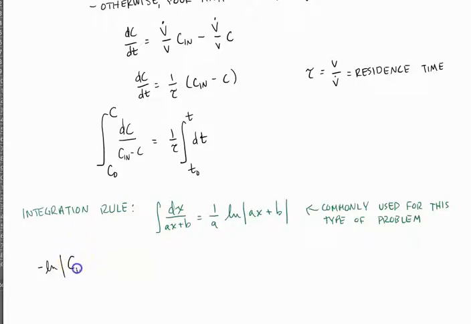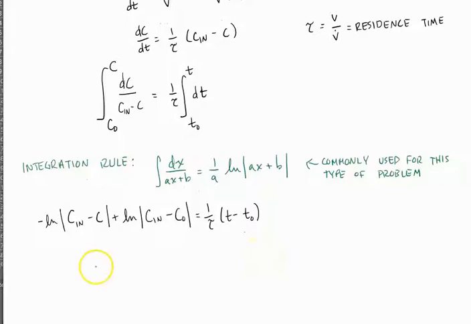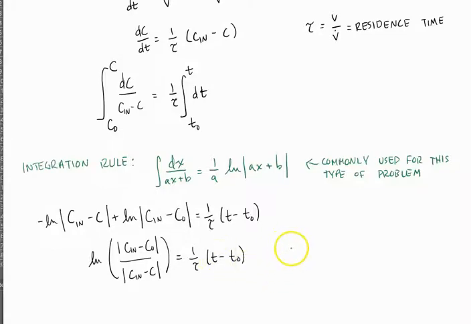So on my left side, I'll integrate it using C and then subtracting the integrated version with C naught. And then the integral on the right side is just going to end up being T minus T naught. Now I'm going to play around and do some math. Remember, if you've got natural log of something minus natural log of something else, you can divide those two terms and put them both within the natural log. And basically you end up with this.